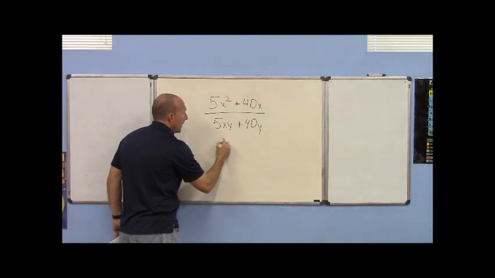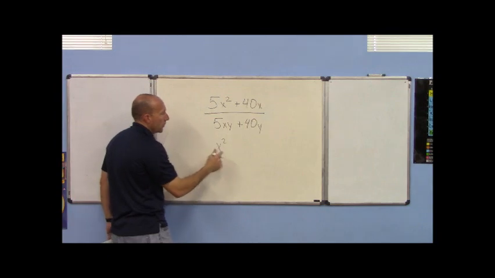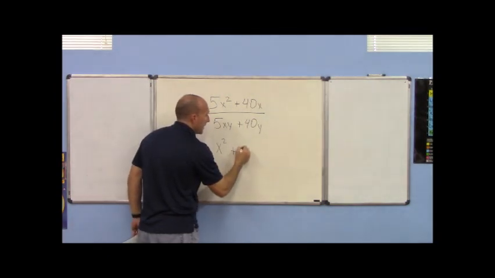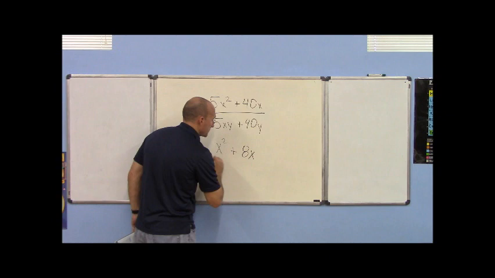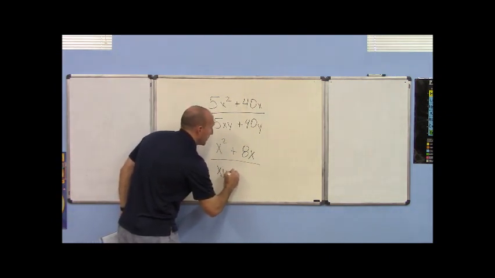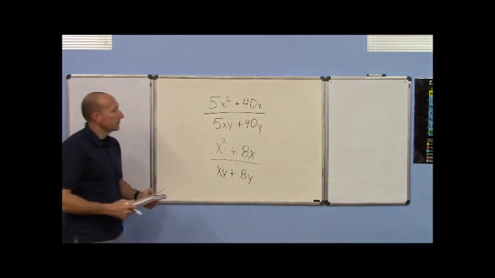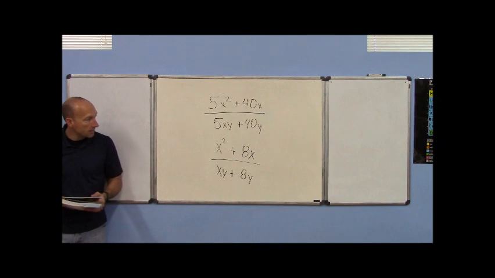So we can rename this whenever we take out a 5 out of all of them, then this will be left with x squared, because it'd be 5 times 1, so 1x squared, plus 8x over xy plus 8y. Okay?